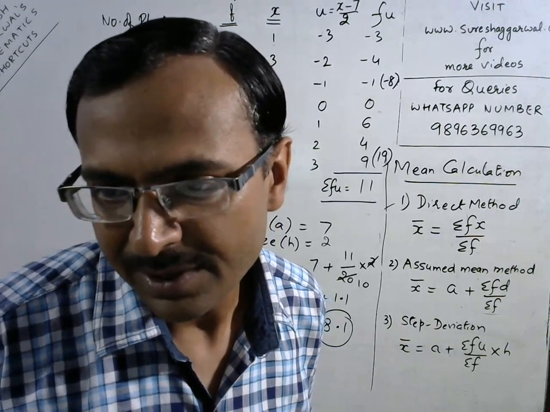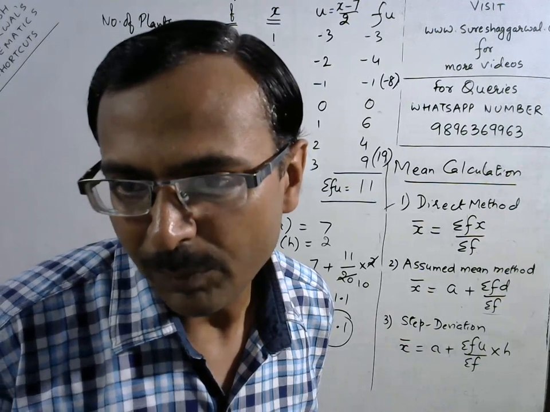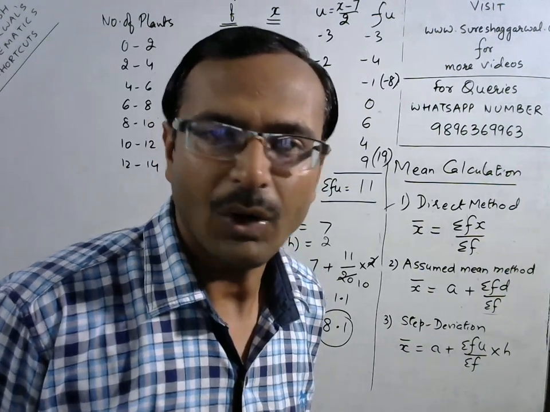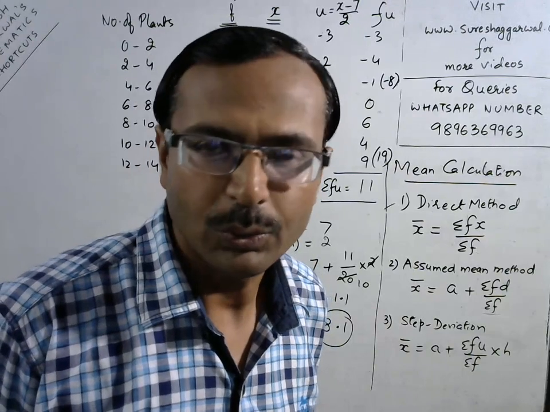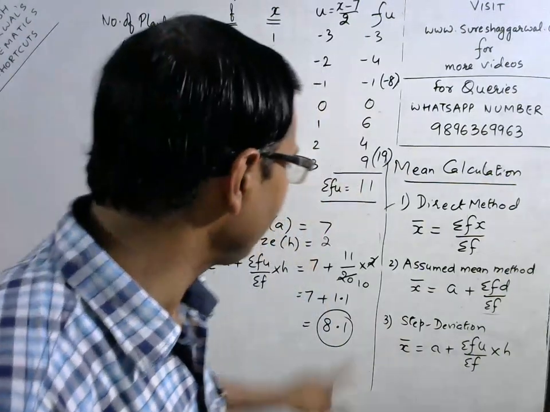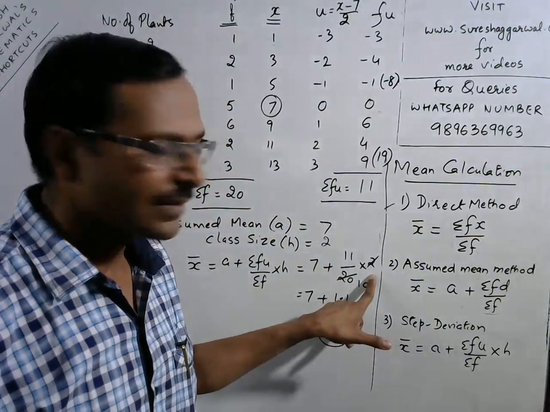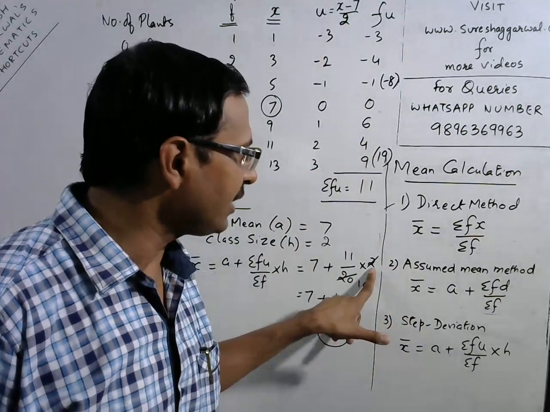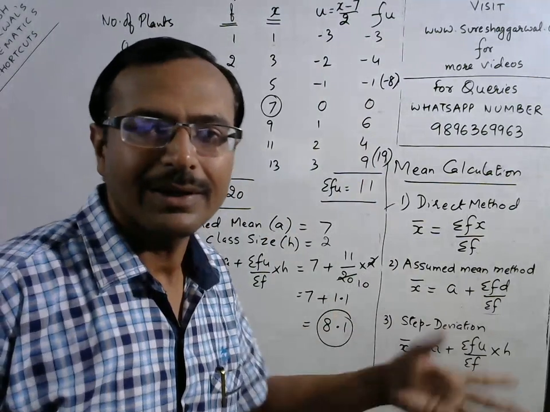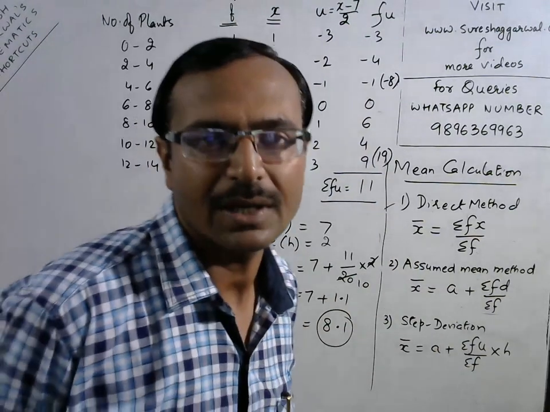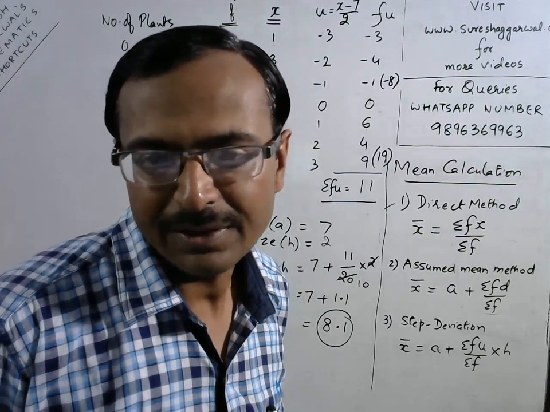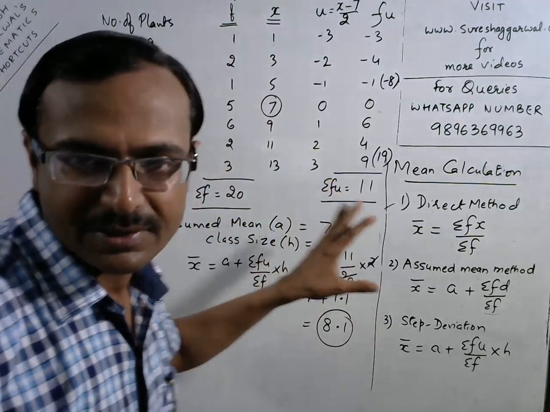So I think sir, u is d upon h, right? Yeah, that's correct. D upon h always gives you the value of u. That is correct, and that is why we multiply here by h. So since you have divided by h to calculate u, we multiply it by h. So these two methods are nearly the same, except that the calculations are a little bit less. Any other query in these three methods? I can take it up.